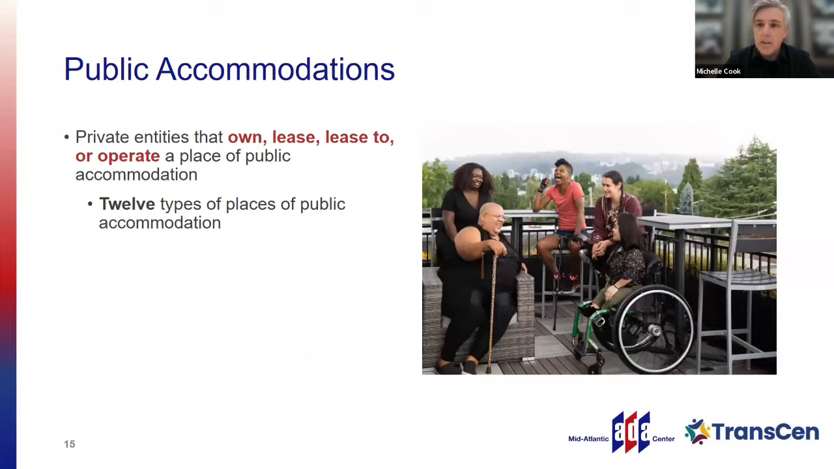Places of public accommodation. Under Title III, it's important to understand that those private entities that own, lease to, or operate a place of public accommodation are covered under that Title III provision. And there are 12 types of places of public accommodation specifically listed out in the law. The photo on this slide shows a group of diverse individuals on what looks like a rooftop restaurant or bar overlooking an urban environment in the background, maybe the top of a hotel or other type of establishment.